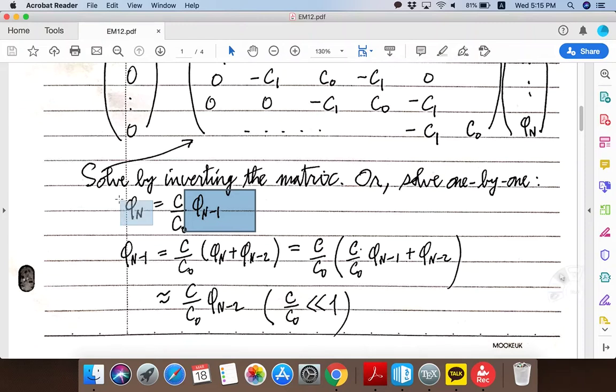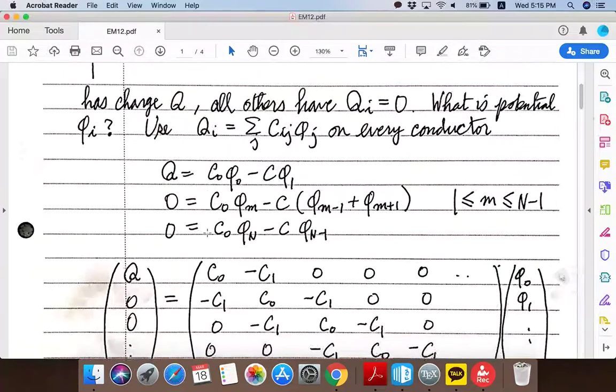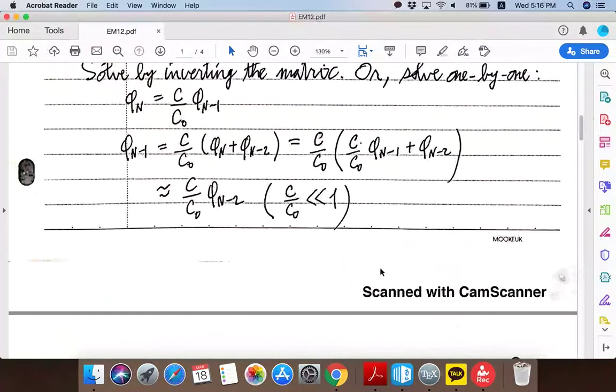Okay, and then you can further use this solution to simplify the next equation coming from this one over here. First of all, that equation, if I write it out explicitly, will be like this. But since we know how to express phi n in terms of phi n minus 1 through this equation, we can perhaps write it in this way instead of phi n. Obviously, that's not very helpful because we still have two unknowns, phi n minus 1 and phi n minus 2.